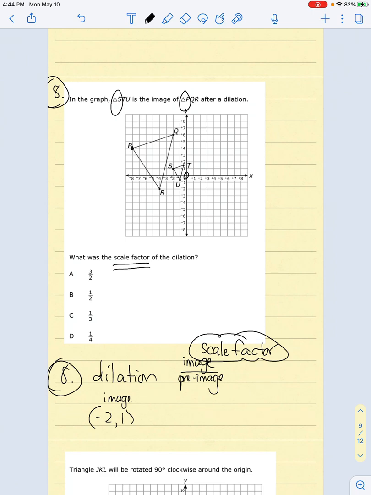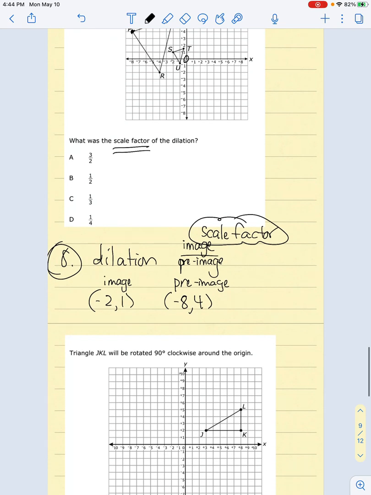Now let's read the coordinates for P, because S and P match up. So I go left 8, up 4. Left 8, up 4. And that's my pre-image. So let's take a look. Image goes on top. So let's do our x's. Negative 2 over negative 8. What does that reduce to? Well, a positive 1/4.